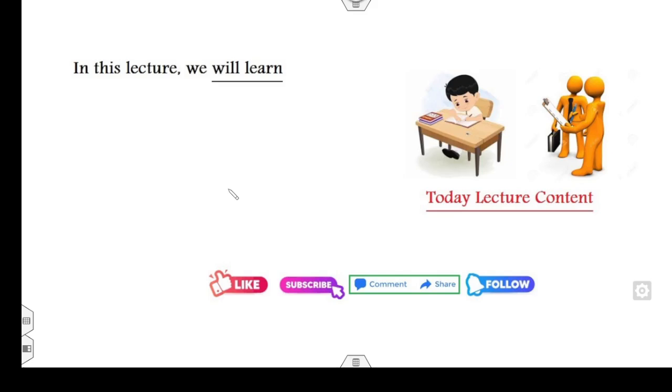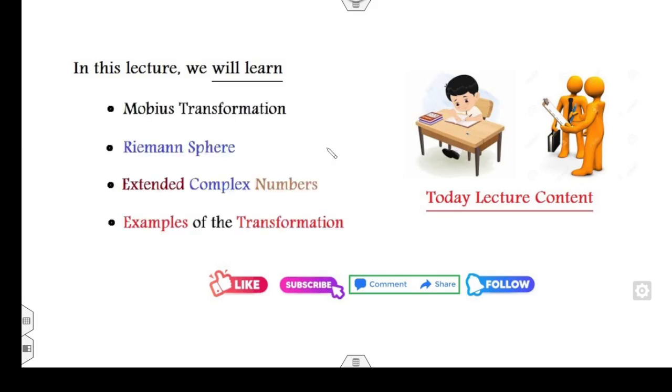Now what is the content behind today's lecture? We will understand the concept of the Mobius transformations. Later we will explain the concept of the Riemann sphere and the extended complex numbers. And finally I will explain certain examples to understand the concept of the Mobius transformations.